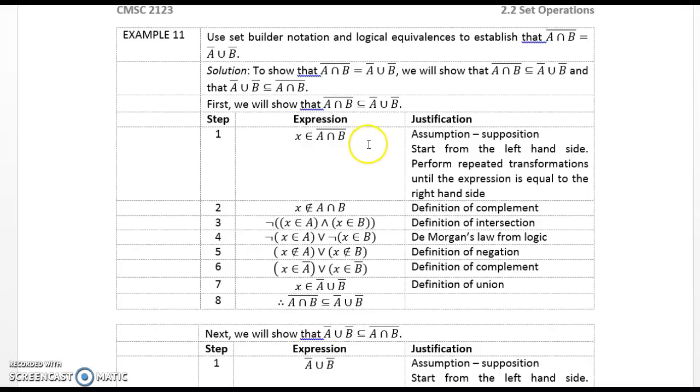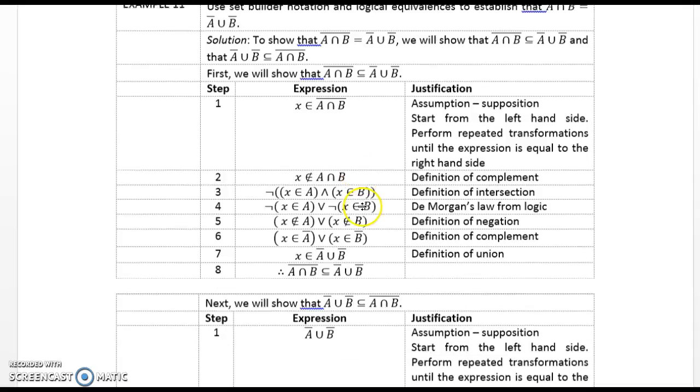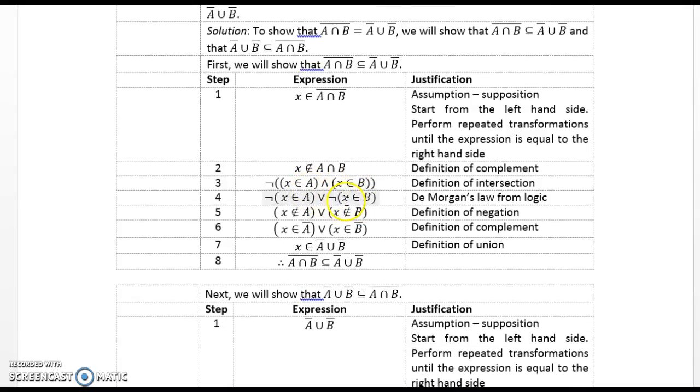And you can see here that what we have done is we have used our propositional logic and our definitions. We begin with step 1, that x is an element of the complement of the intersection, and we proceed through definitions and De Morgan's laws for propositions to come to our conclusions.